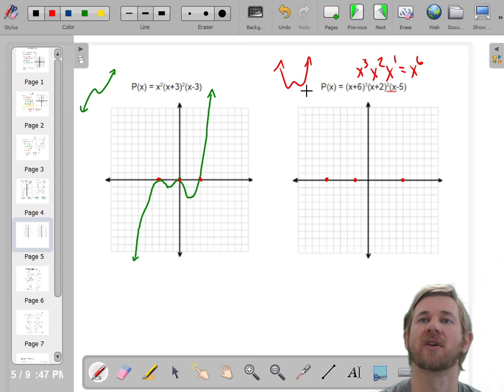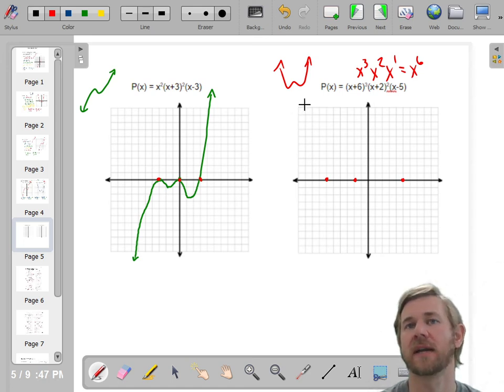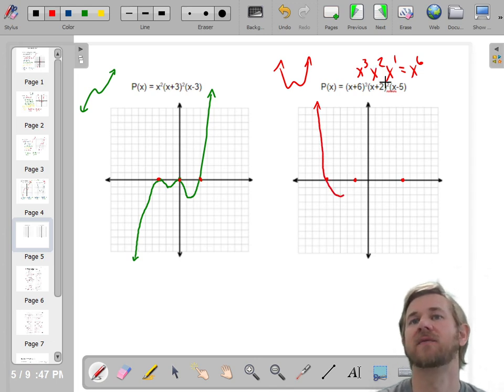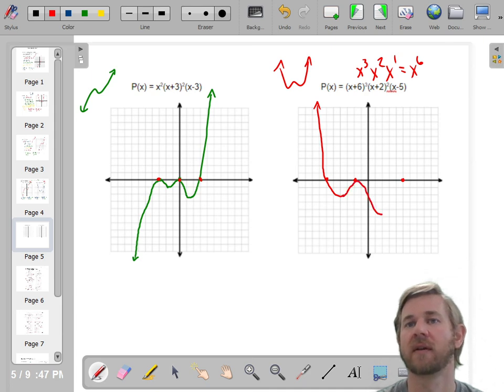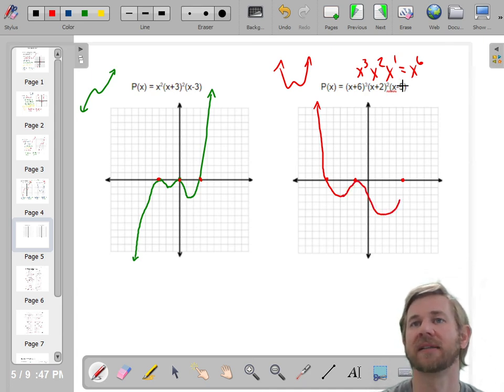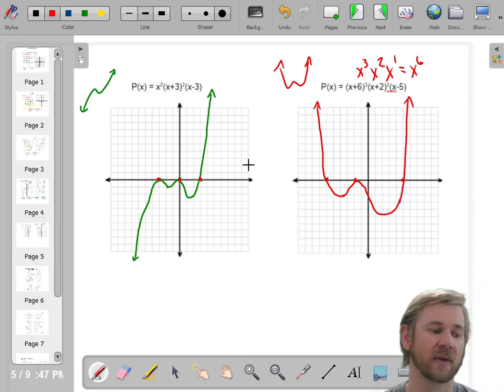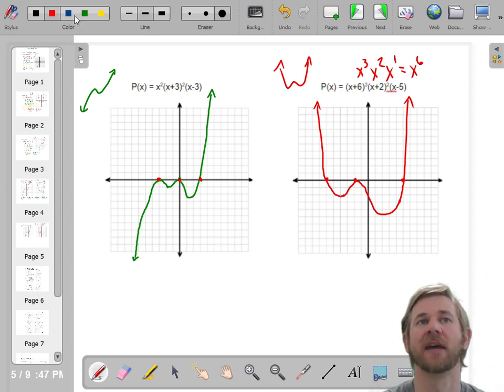Since it's a W, I'm going to start up here, and I'll work left to right. -6 is an odd degree multiplicity, so it's going to pass through. Then I get to -2, that's an even degree, so it's going to bounce off. Then I get to +5, and I think it's supposed to pass through, but yes, it is odd, so it will pass through. So I get another W. Let's do my end behavior again.